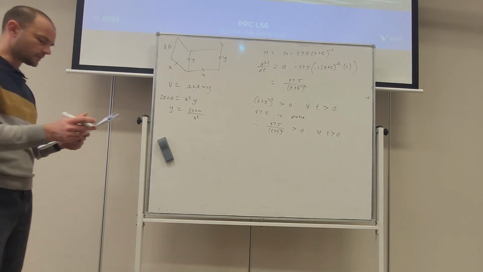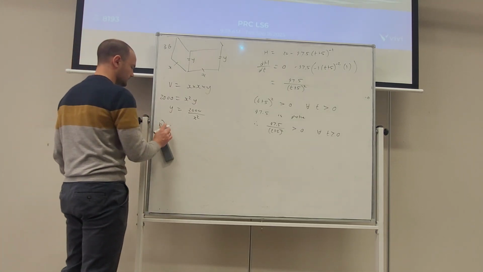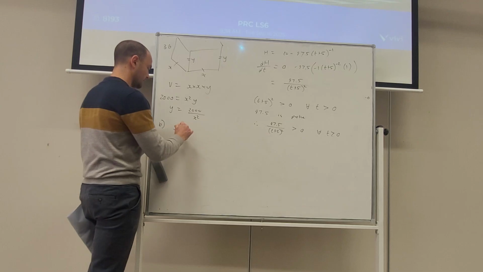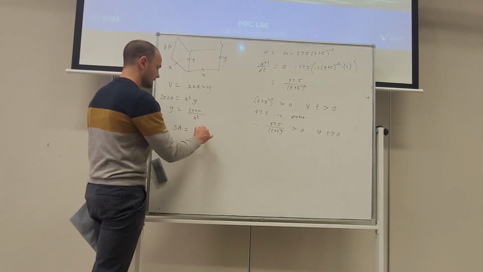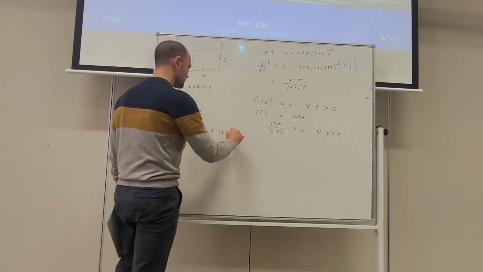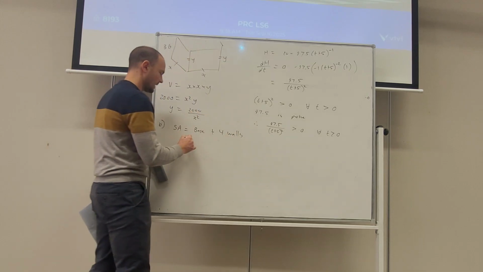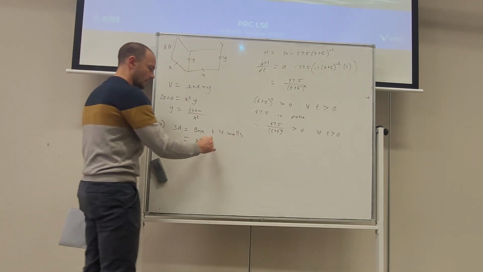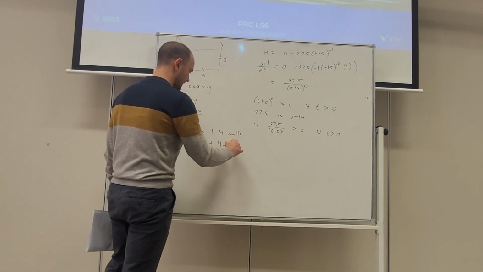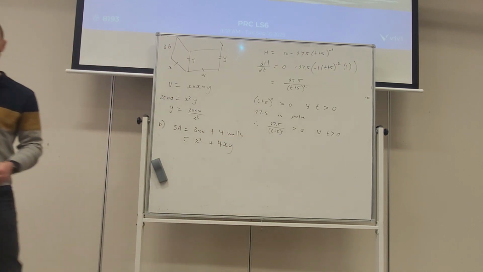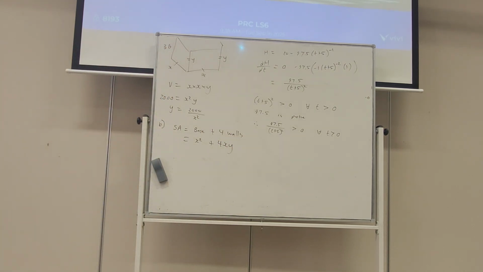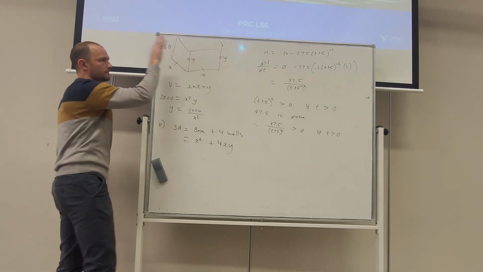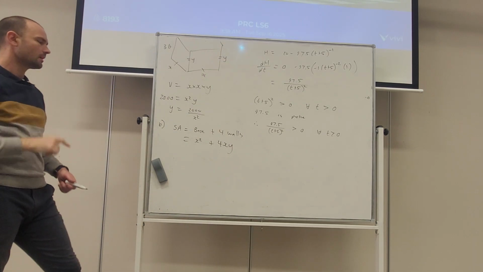Part B, show that the surface area of the box. That means the base plus the 4 walls, so we can call that the surface area function. It's equal to the base plus 4 walls. The base is x times x, which is x squared. And the walls are going to be 4 times x times y. Each wall has an area of x times y, and there's 4 walls on the box.